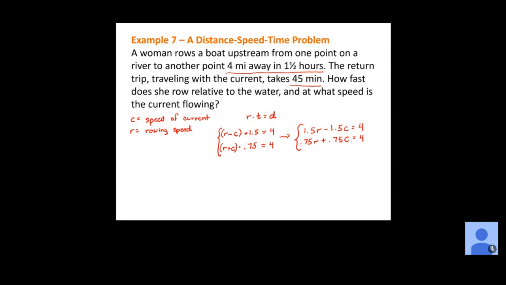Okay. Now we have options, right? We can solve this using any of the methods we talked about. So which method would you like to use here?